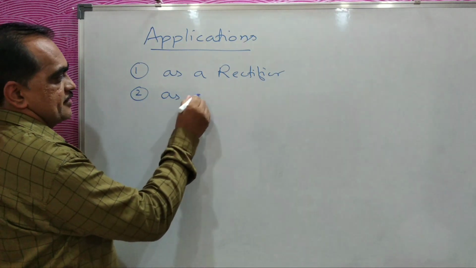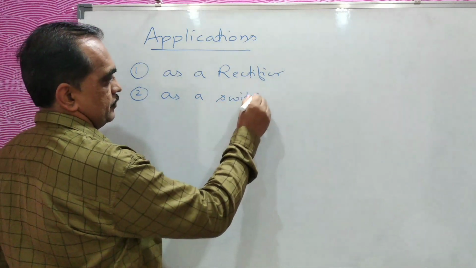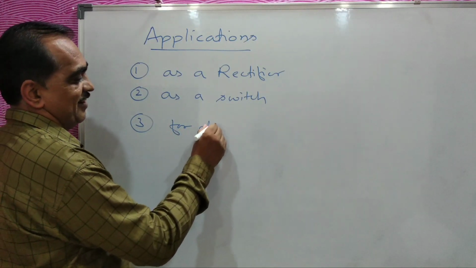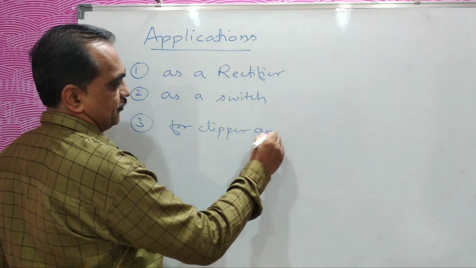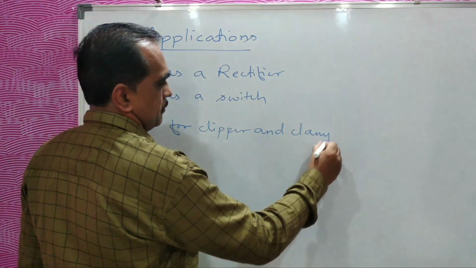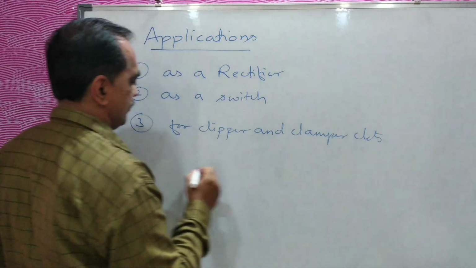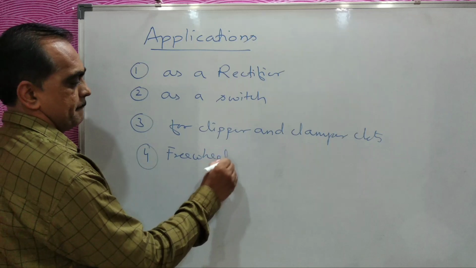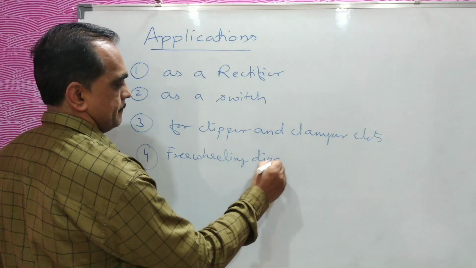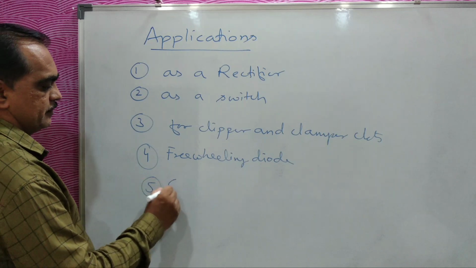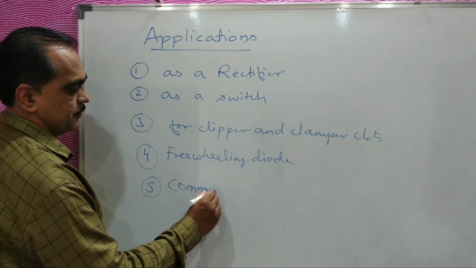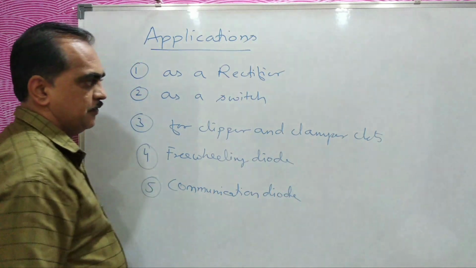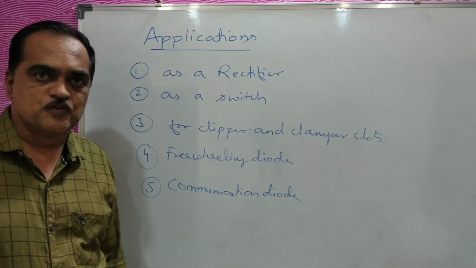Second, it can be used as a switch. Third, it can be used for clipper and clamper circuits. Fourth, it can be used as a freewheeling diode. Fifth, it can be used as a communication diode. These are few very important applications of semiconductor diode.